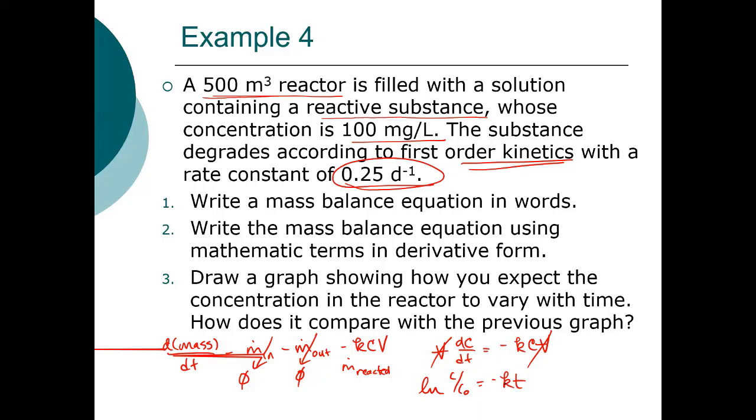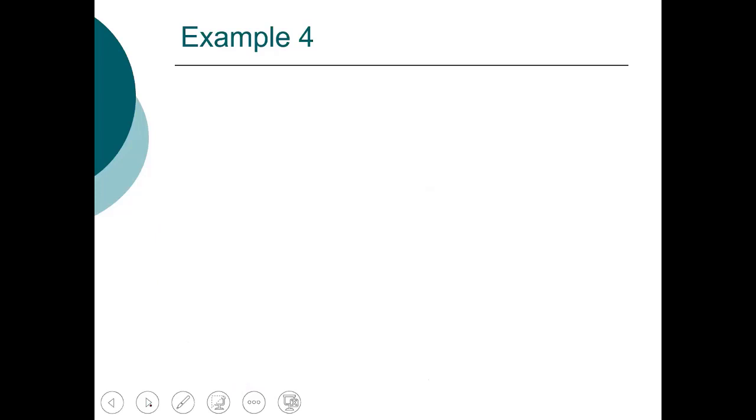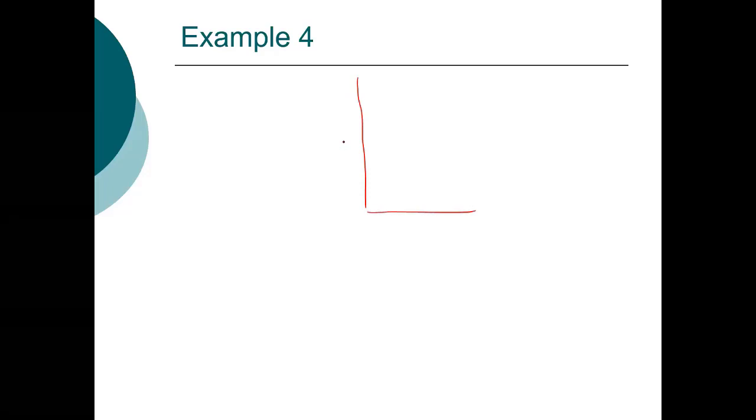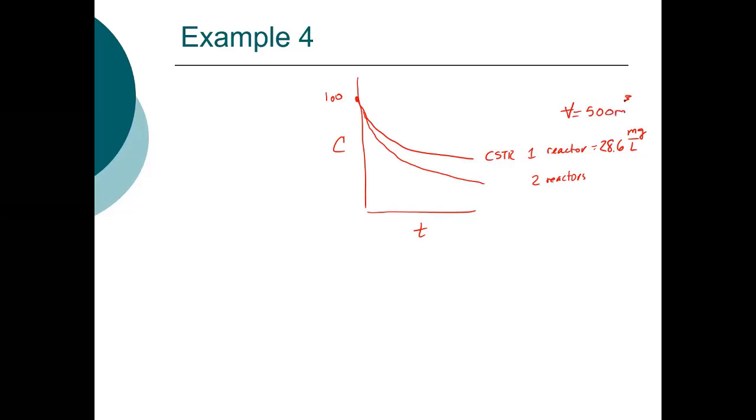So let me ask you this. What is the final concentration if we allow this reaction to continue? What concentration do we end up with? How does the graph compare? So we have C versus time. We start at 100. With a CSTR with one reactor, we had 86.6 milligrams per liter. With 2 reactors, notice our total volume is always 500 cubic meters.